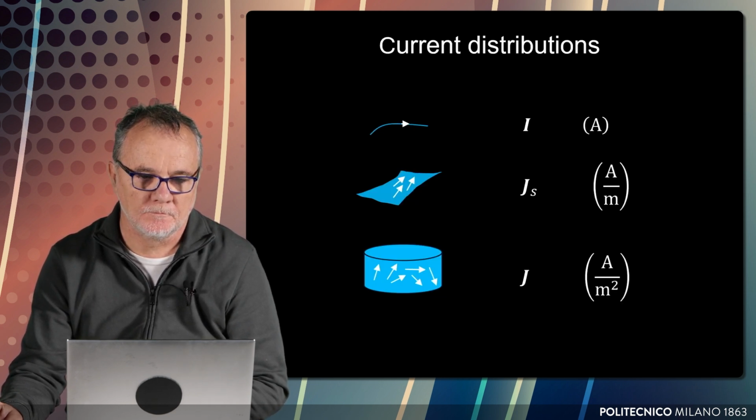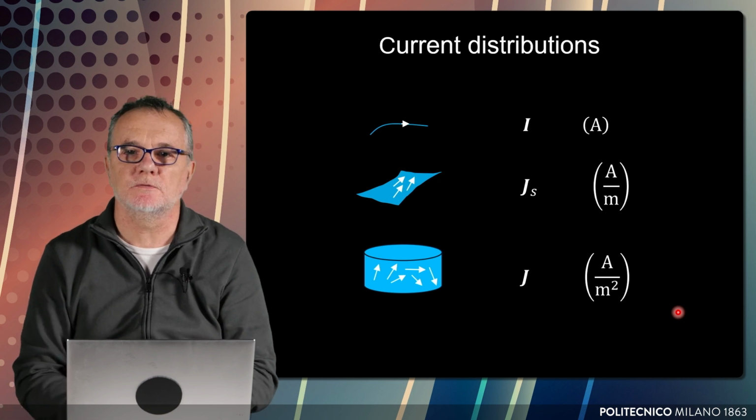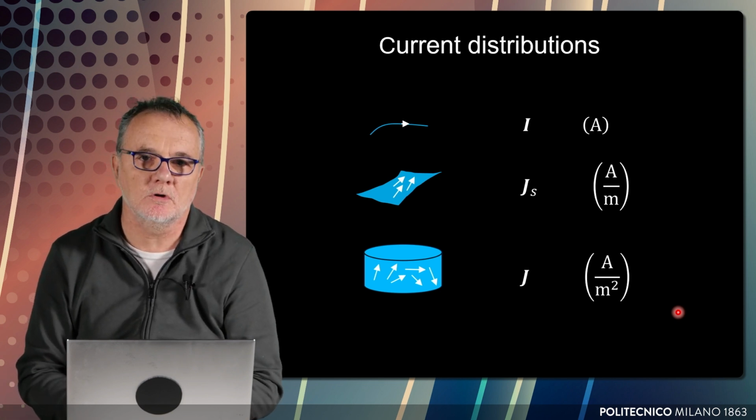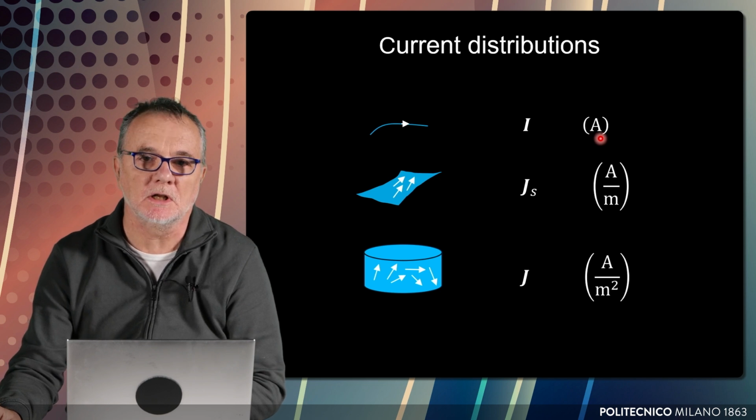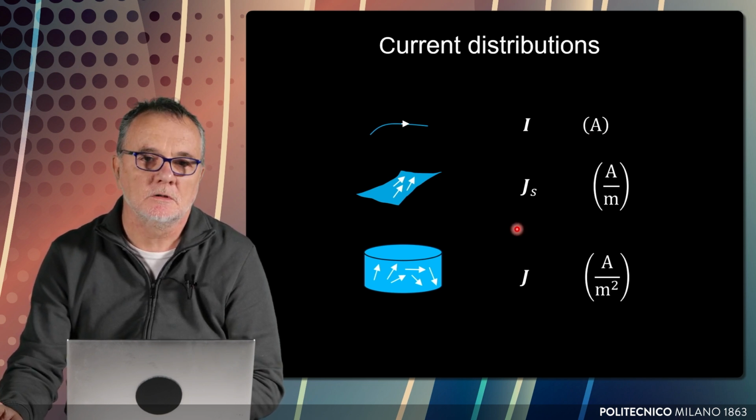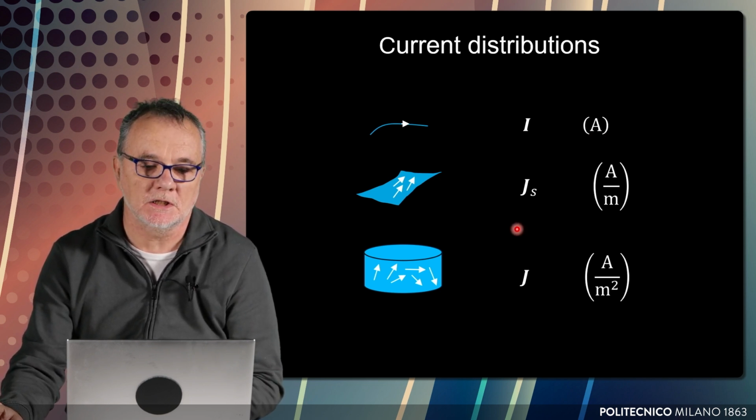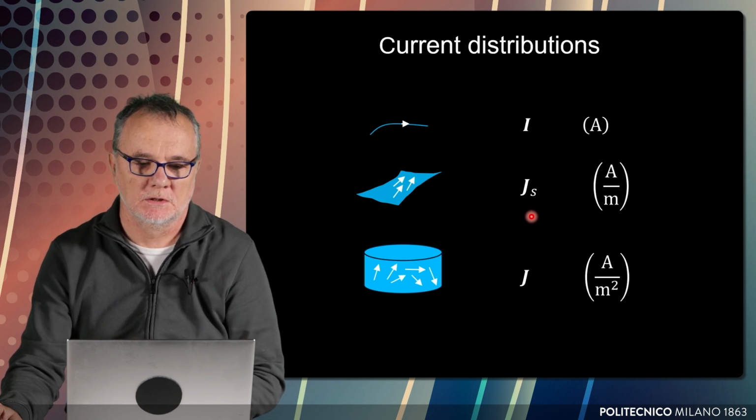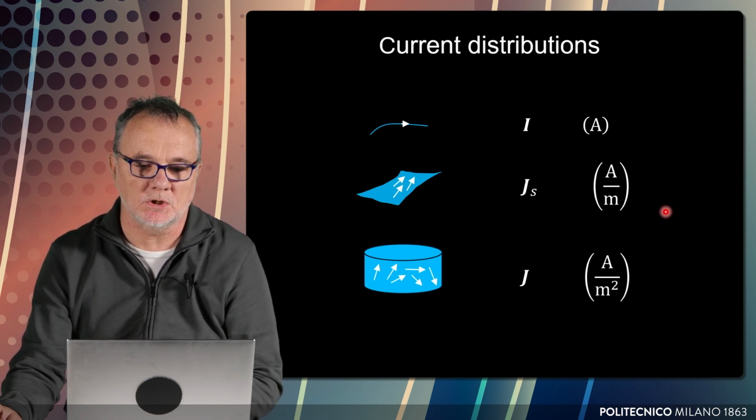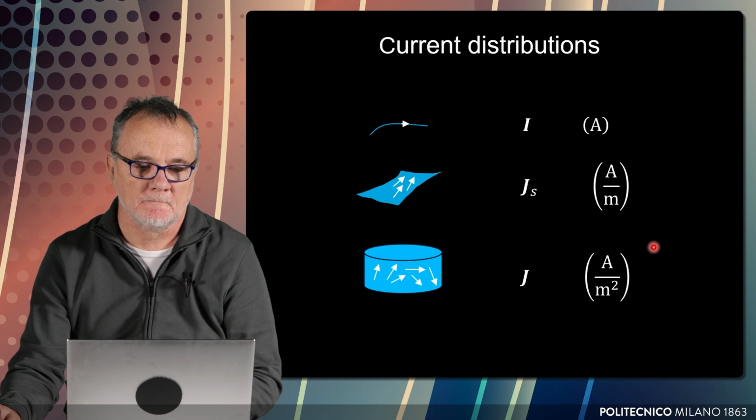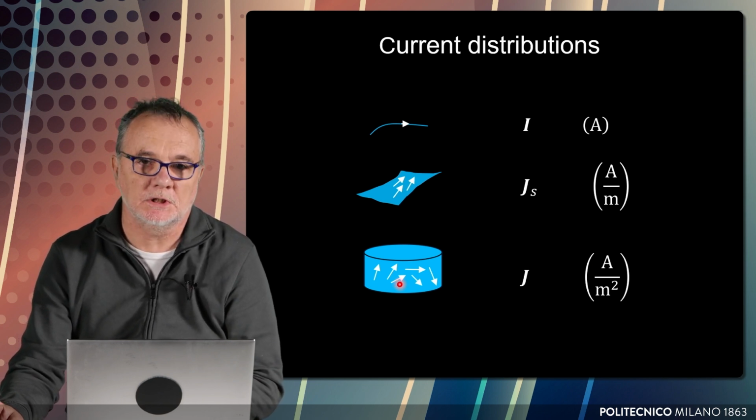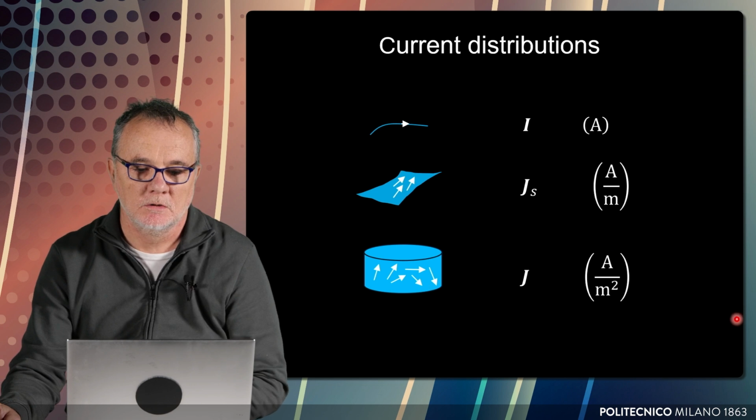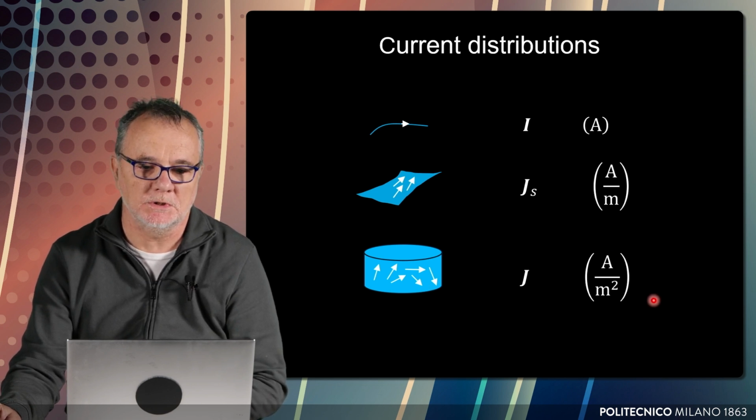Current distribution can be of different types. We can have currents flowing on wires, I, which are measured in ampere. We can have current density distributions that flow on surfaces. These are surface current densities, which are measured in ampere per meter. And we have volume current density, which is currents that are distributed inside the volume, measured in ampere per square meter.